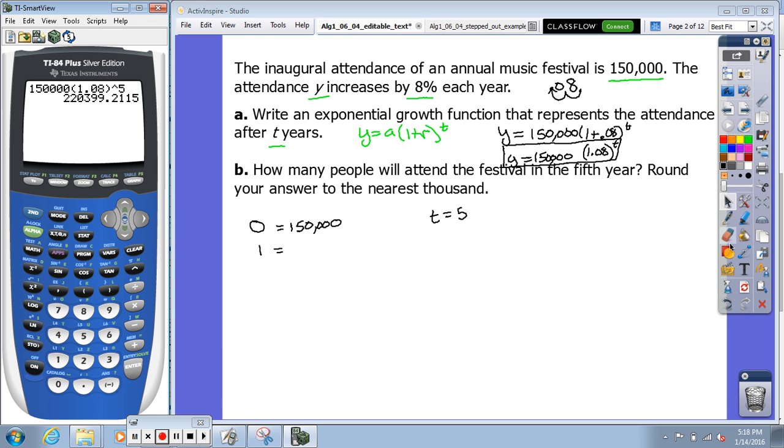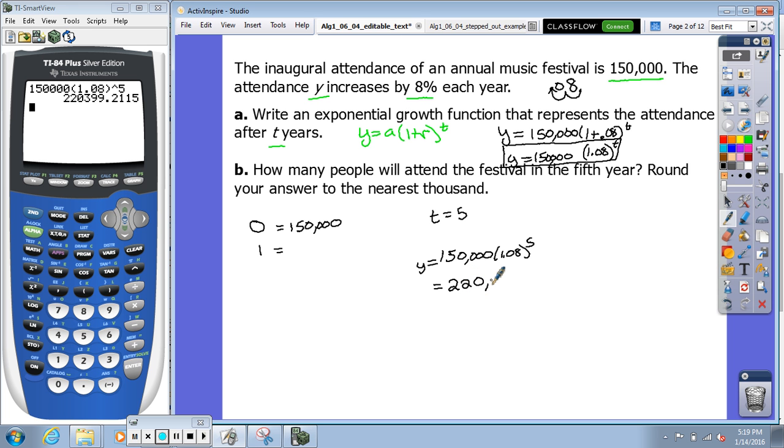And we end up finding when we plug it in, so what I did was 150,000 times 1.08 to the 5th. And what we get when we type that into the calculator is 220,399. And I'm going to go ahead and round to the nearest person. And so I'm going to say about that many people. But I did round it off because we know that we can't have 0.2115 people.